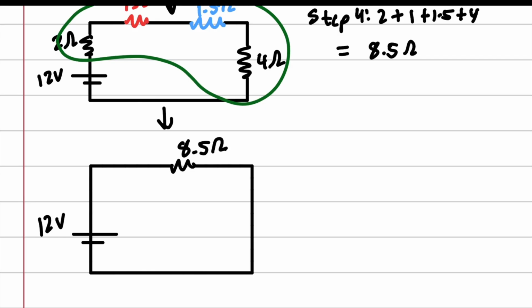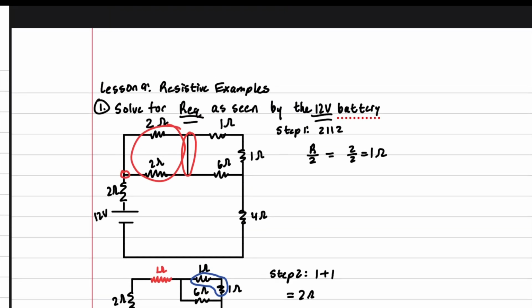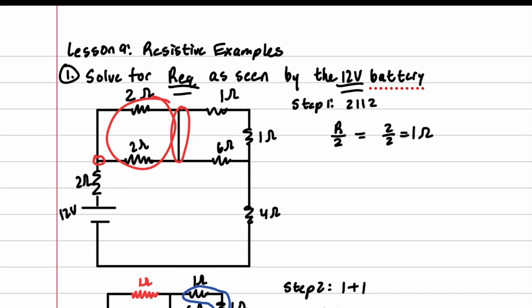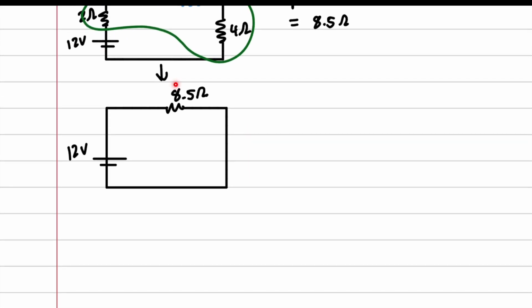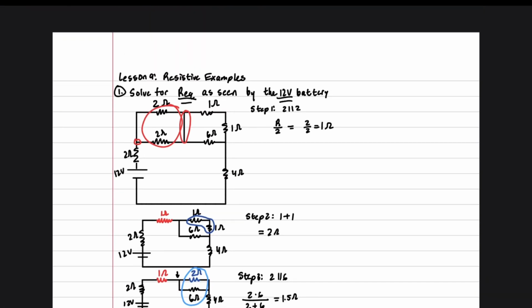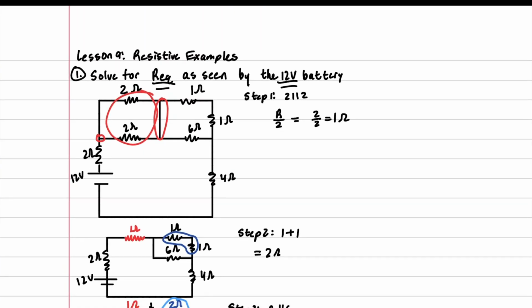So what does this mean? That means this circuit right here can be represented in this circuit right here. And to find the current, all you have to do is do Ohm's law, and you have the equivalent here and you have the total voltage, and so you can just get the current from there. So that's how you do one of these resistive examples.